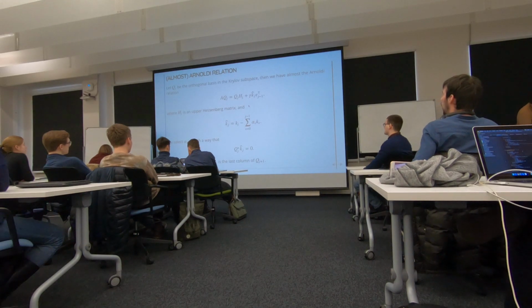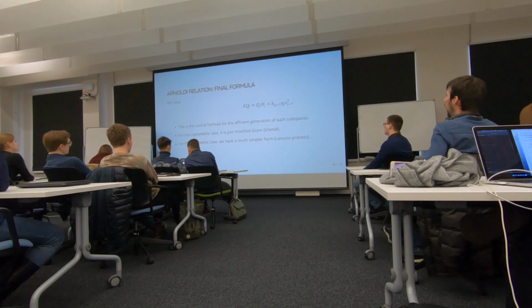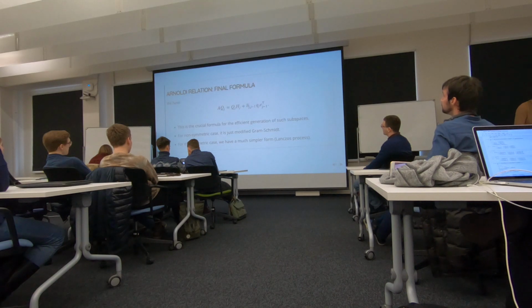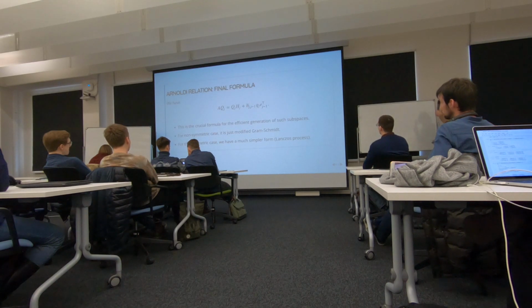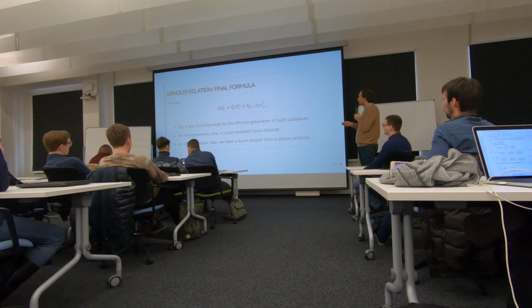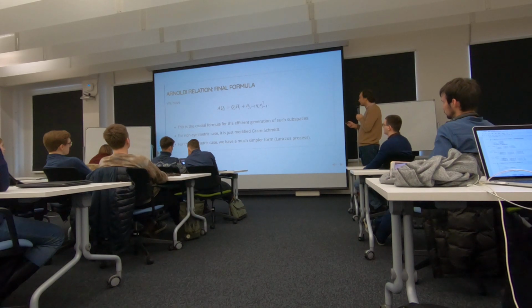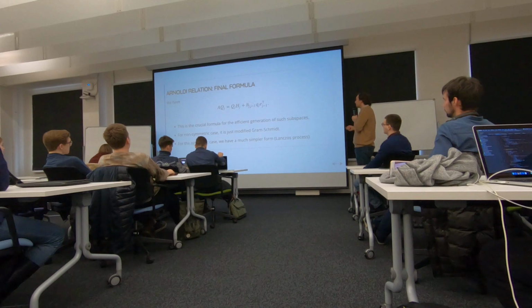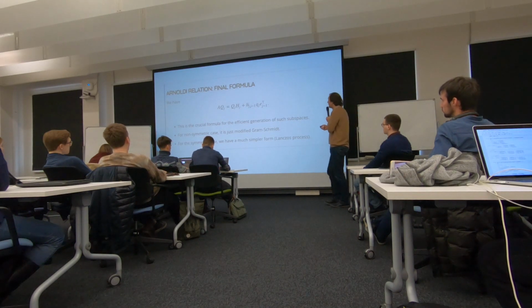So that was one of the tough parts of today's lecture. But this is the Arnoldi relation, which is very important: A Qj equals Qj plus 1 times H plus some coefficient times the new vector. And this is the crucial formula, in fact, for the efficient generation of such subspaces.